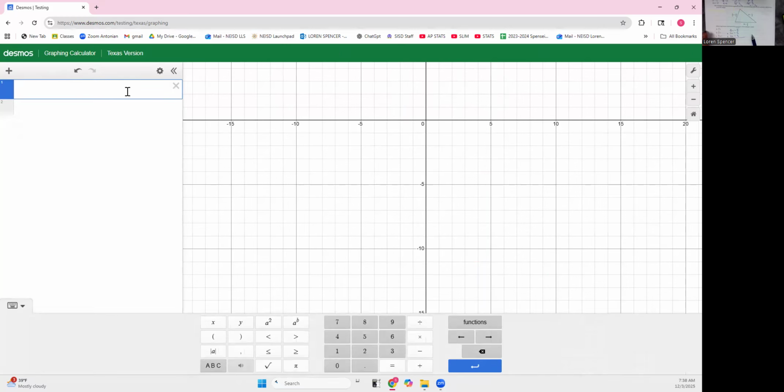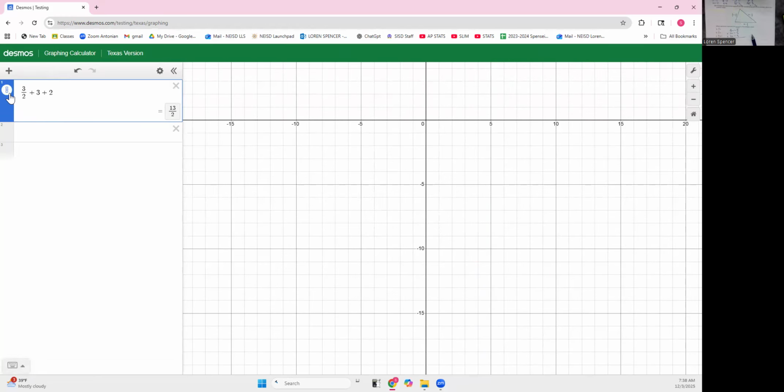And we're going to add up my x's first. So I had 3 halves, 3 over 2, plus 3 plus 2. And I want my answer not as a decimal, so I'm going to turn it into a fraction. So 13 halves. So we know we have 13 halves of x, so I'm going to write that down.